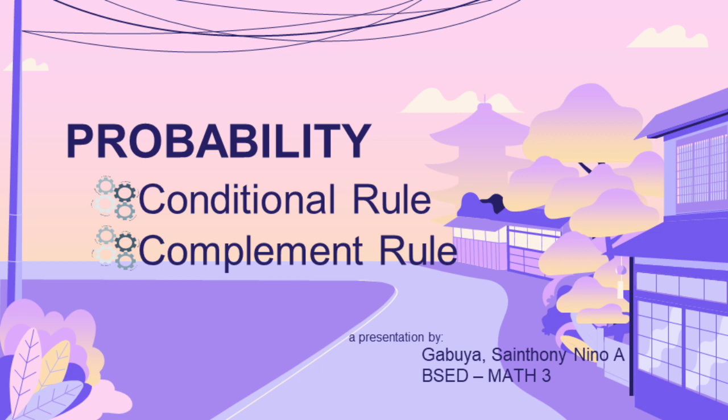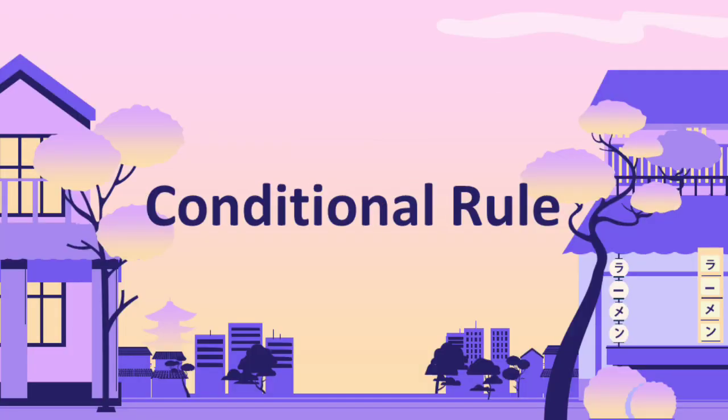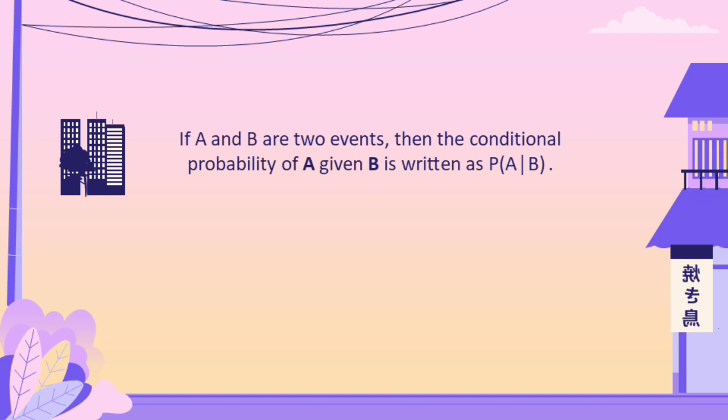In this video we will be exploring two rules of probability, which are the conditional rule and the complement rule. Let's tackle first conditional probability, which is the probability of an event occurring based on a previous event already taking place. If A and B are two events, then the conditional probability of A given B is written as P of A vertical bar B.